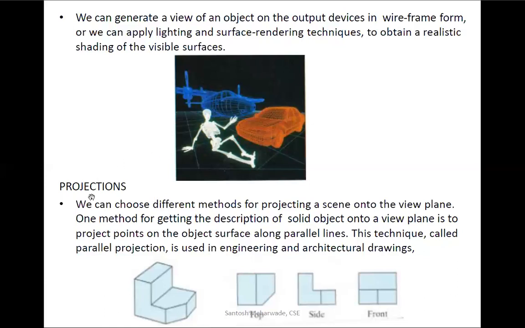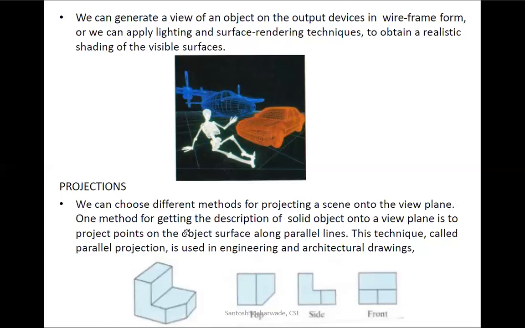Now, before going into detail about viewing, let us understand the different types of projections. As I said, in your syllabus you mainly have two types of projections: one is orthographic projection, and the second one is perspective projection. We can choose different methods for projecting the scene onto the view plane.